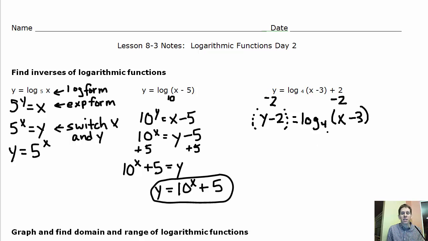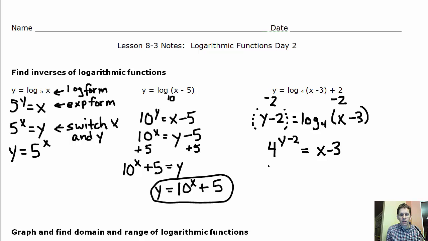Now we can write this in exponential form because we have our base, it's 4. Our exponent's over here on the other side, it's y minus 2. And this is equal to, in parentheses, x minus 3. All we've done so far is turned it from logarithmic form to exponential form. Now we switch x and y to find the inverse.